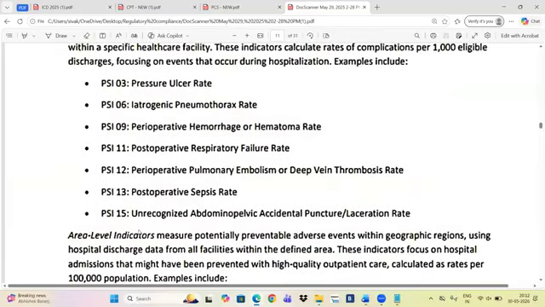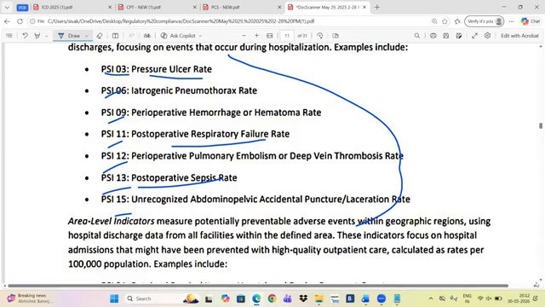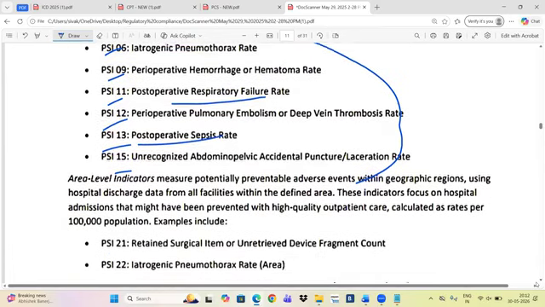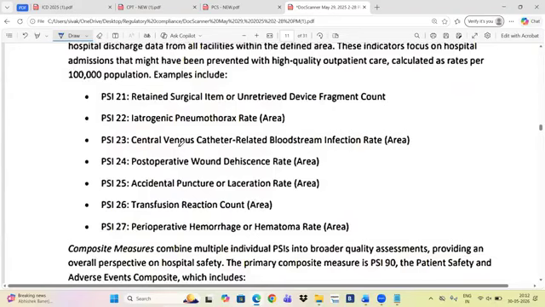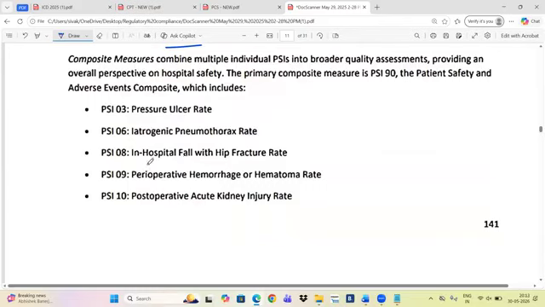These are the patient safety indicators. No need to remember the values, just remember the condition names. Like post-operative respiratory failure, post-operative sepsis, pressure ulcer rate, which means if the patient was admitted with one pressure ulcer and during the treatment the pressure ulcer stage increased, that also is part of PSI. Hospital fall with hip fracture is also part of PSI.